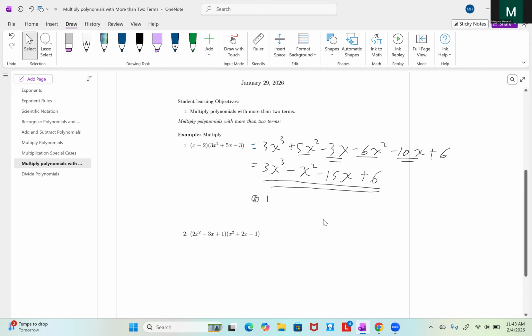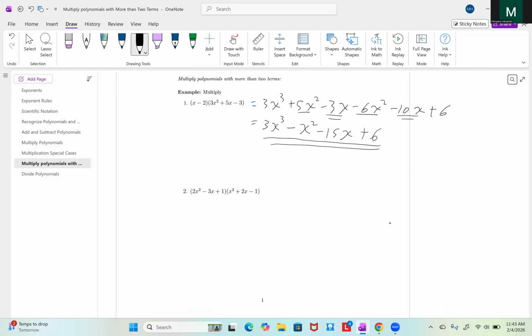Another example. We take the first term and multiply it to each of the terms here. This gives us 2x to the 4th plus 4x cubed minus 2x squared. We're done with that term. Now we move on to the second term: minus 3x times x squared, minus 3x times 2x, minus 3x times minus 1.